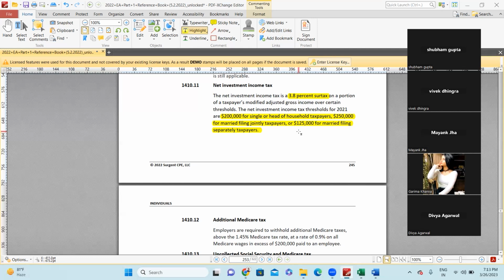Like if we have a rental property or maybe we are getting royalty from some investment, we have to pay the 3.8% on the investment income. Okay.